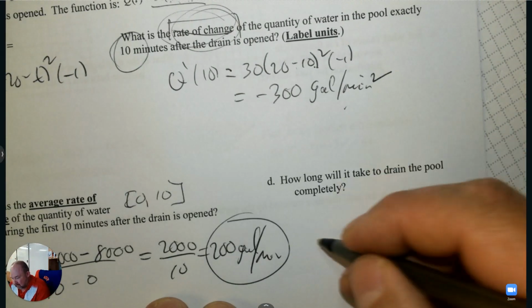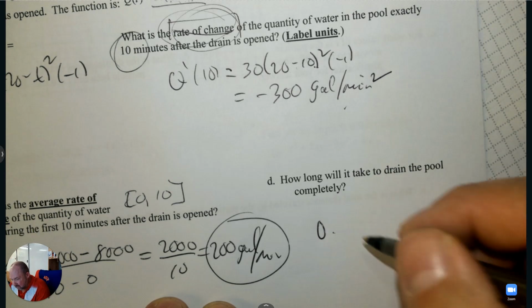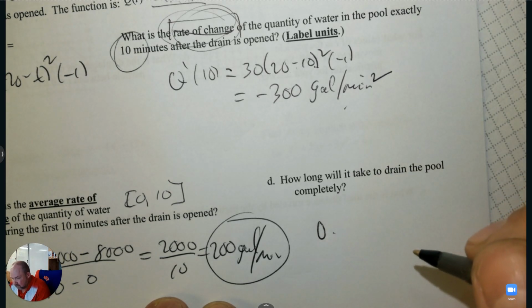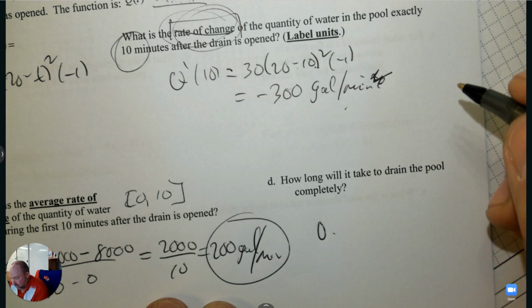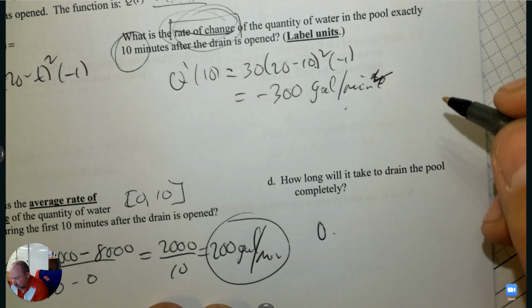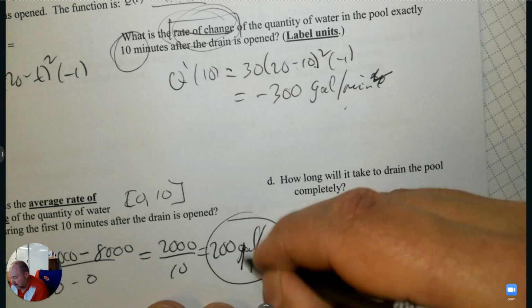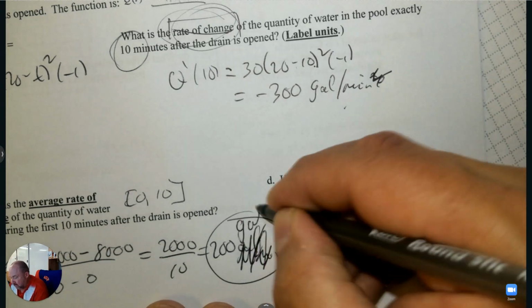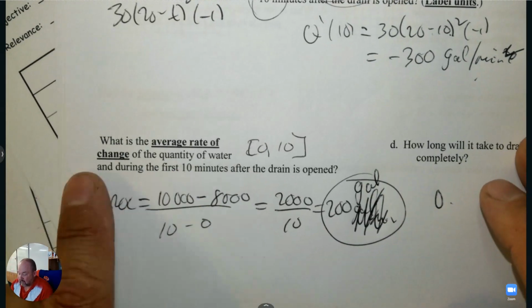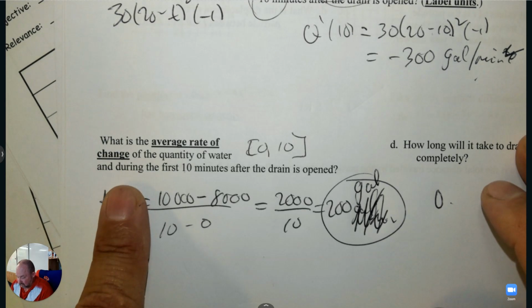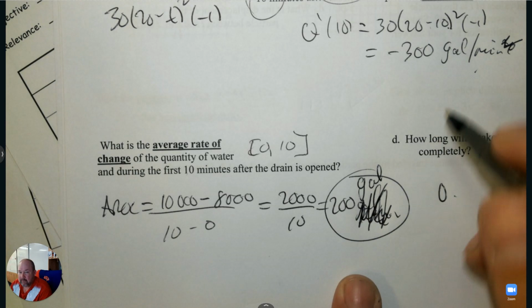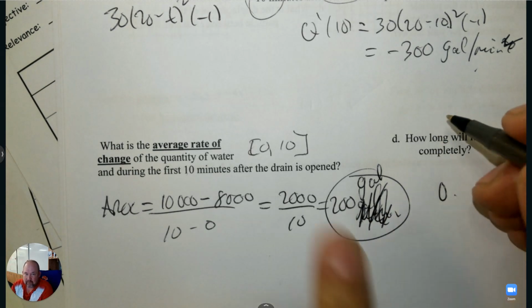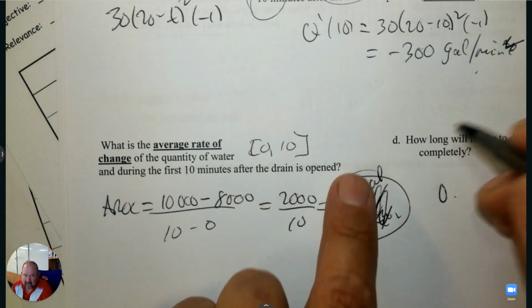Okay. How long will it take to drain the pool? So take the equation and make it equal. The pool is drained when there's no water left. This is just 200 gallons. So the question is, what is the average rate of the quantity of water? So the quantity of water is just gallons. So on average, how much water is in that pool over the first 10 minutes? On average, it's 200 gallons.